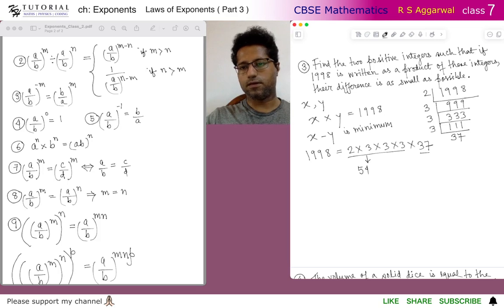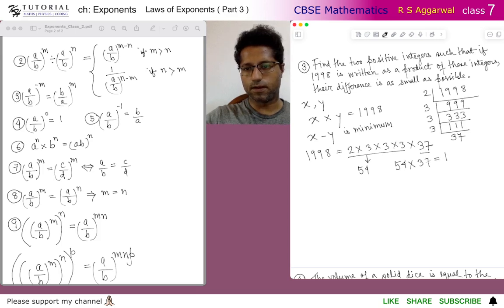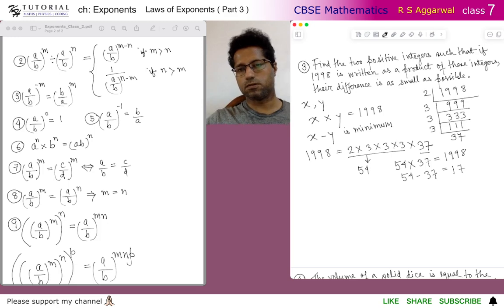So I think this is the best way to find the two integers, that is, the two factors will be 54 and 37. Certainly 54 multiplied by 37 is definitely 1998, and also 54 minus 37 is 17. Now how am I saying that these are the best two integers? These are the factors whose difference will be minimum, and their product is 1998.